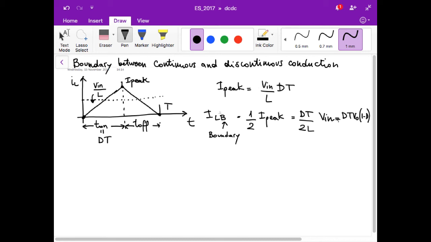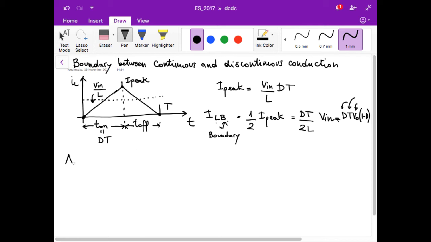Okay, so you see the boundary current in the inductor between continuous and discontinuous conduction is a function of the output voltage, of the duty cycle, and of the switching frequency. T is the switching period, which is of course the inverse of the switching frequency.